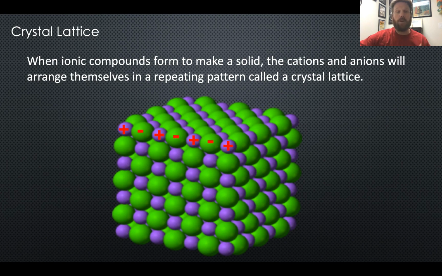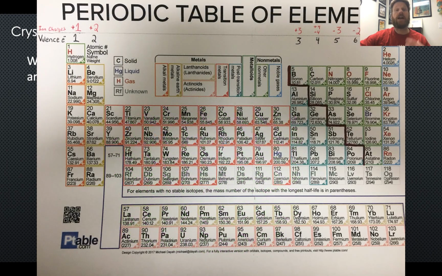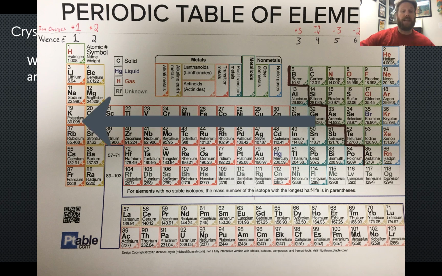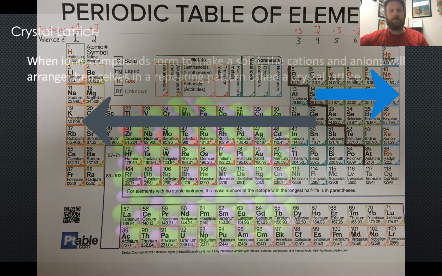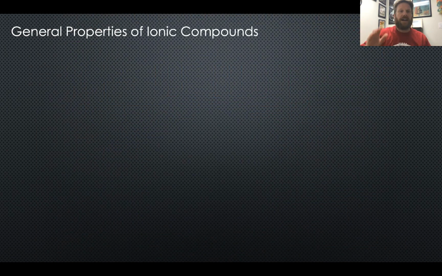To become a pro at this, all you need is your periodic table. Ionic compounds form when a metal from the left side of the periodic table bonds with a nonmetal from the right side of the periodic table. Finally, what are the properties of ionic compounds?